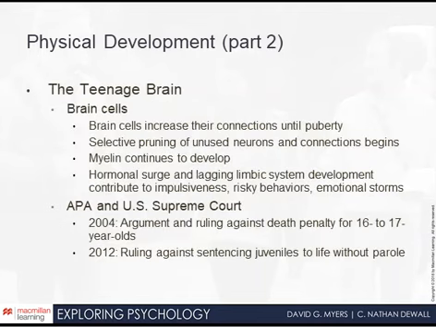Now, let's look at the teenage brain. Brain cells increase their connections until puberty. So we see connections are being made all over the place. Then we see the selective pruning of unused neurons and connections begins. Myelin continues to develop, the myelin sheaths that we've talked about previously. Hormonal surge and lagging limbic system development contribute to impulsiveness, risky behaviors, and emotional storms. So this is what's happening in the teenage brain.